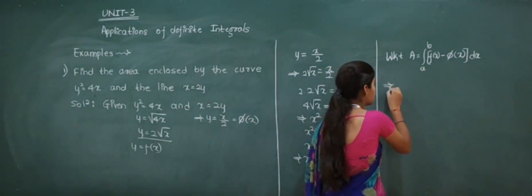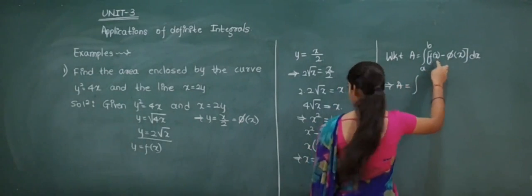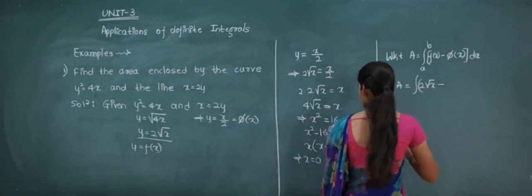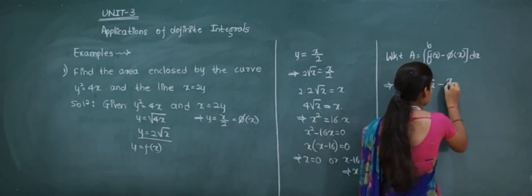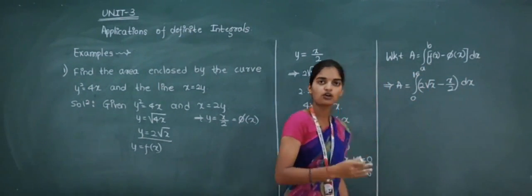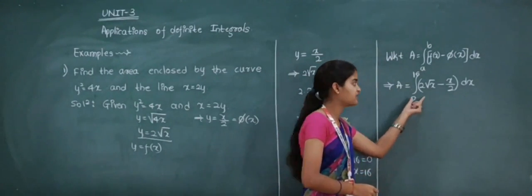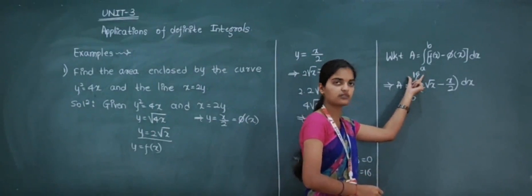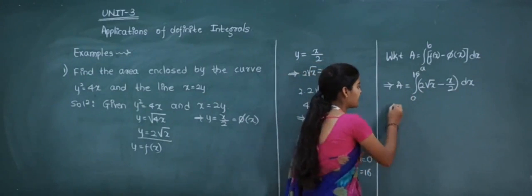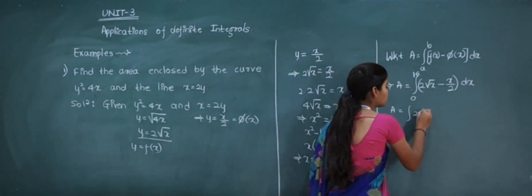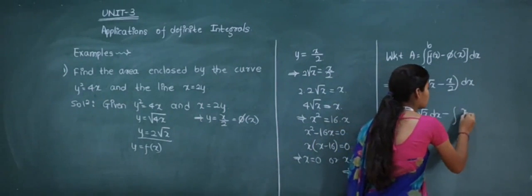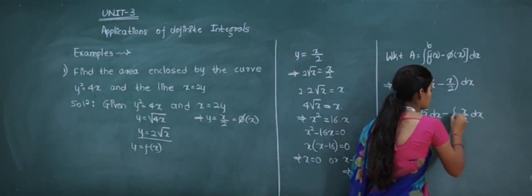Then substitute here, that is A is equal to the integration of f of x, which is 2 root x, minus phi of x, which is x by 2, into dx, and a and b values are 0 to 16. See, always we have to take the lower limit first and the greater value as the upper limit. So 16 we have taken here as b and 0 as the lower limit a. Now take integration separately, that is, 2 root x into dx from 0 to 16 minus integration of x by 2 dx from 0 to 16.